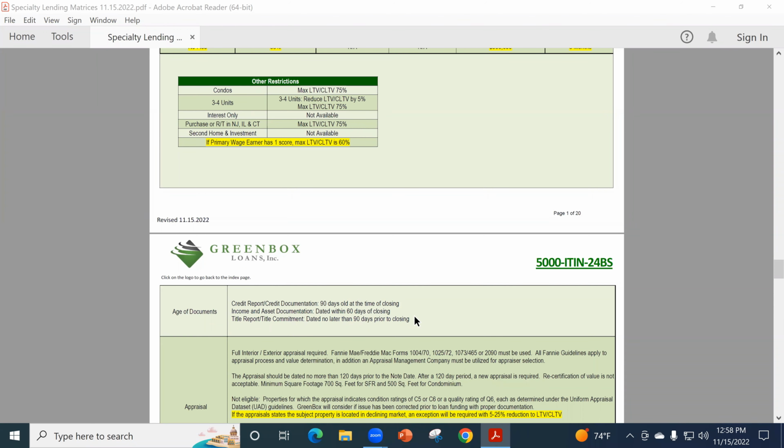Other thing too, in regards to large deposits, we'll ask them to be sourced. How do we source deposits? We'll ask for either an invoice or canceled checks.